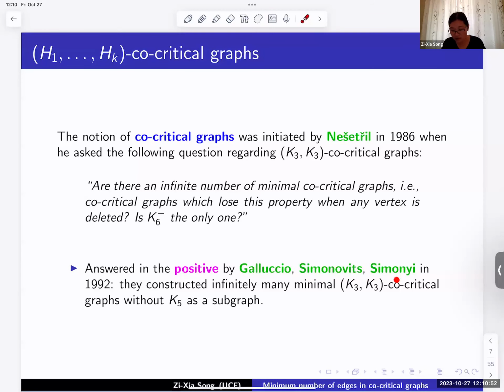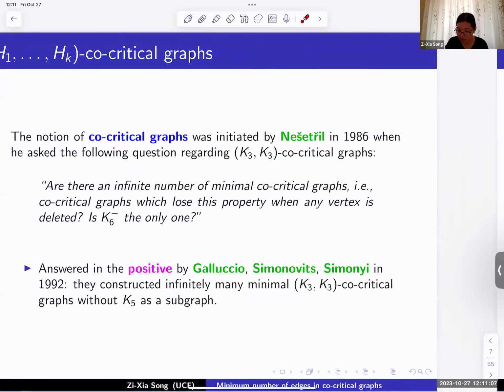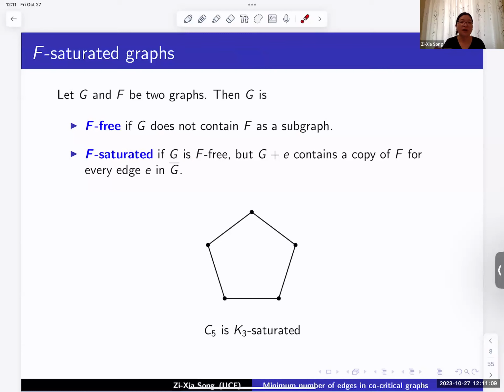Galluccio, Simonovits, and Simonyi here, they answered this question in the positive. Means you can have infinitely many minimum co-critical graphs, K3 co-critical graphs. Now to state their construction for you, I need one more definition here. What do we mean by an F-saturated graph?